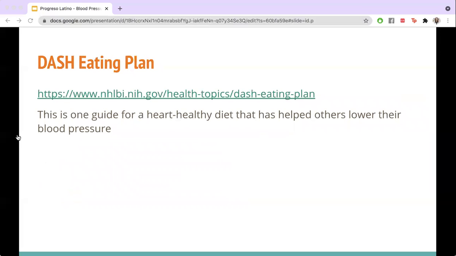And this link here is to the DASH eating plan. This is one guide for a heart-healthy diet that has helped others lower their blood pressure. So if you're interested, these slides will be provided to you and you can click on this link.